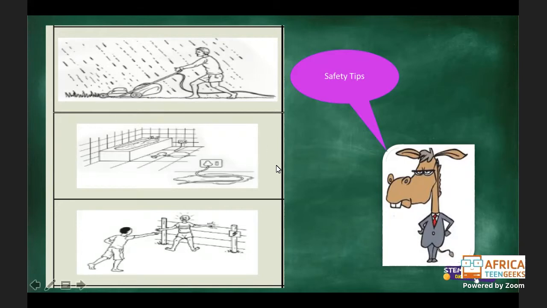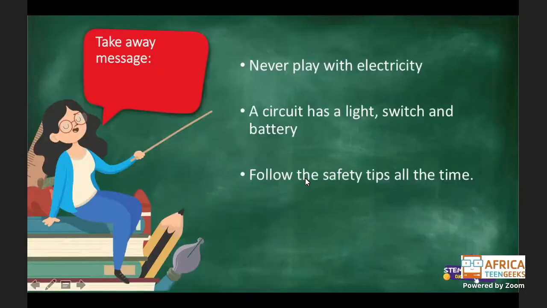A takeaway message for our lesson today is never play with electricity. That's rule number one. A circuit has a light, switch, and a battery. Another one is that we have to always follow all the safety tips all the time.